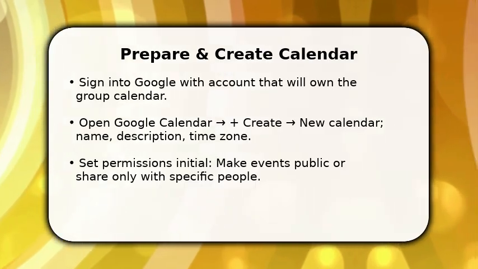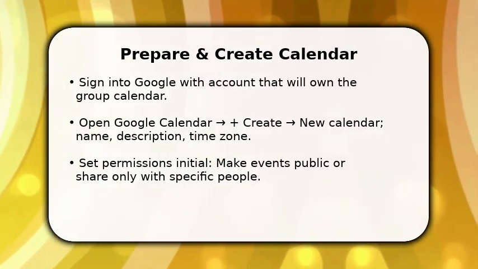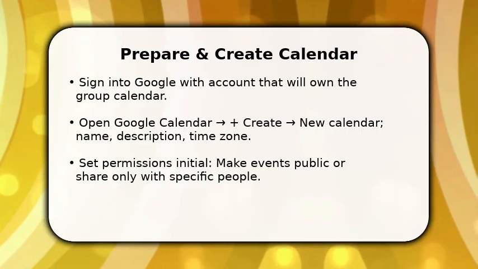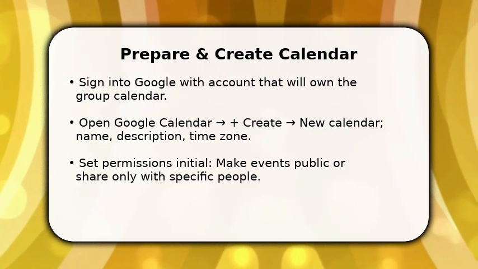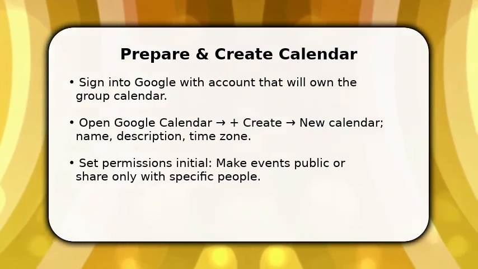Then immediately adjust the default visibility. Decide whether events are public or limited to invited members. This early decision prevents permission headaches later and sets expectations for privacy and access.